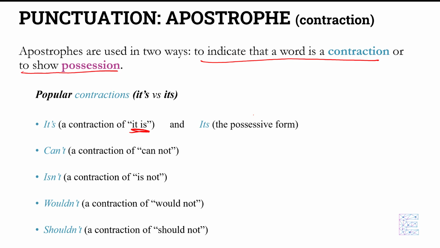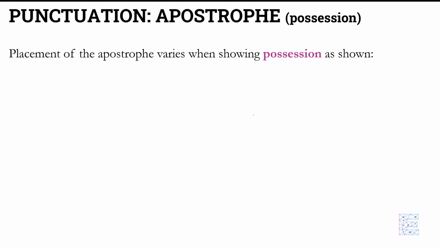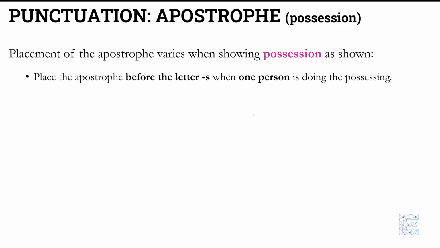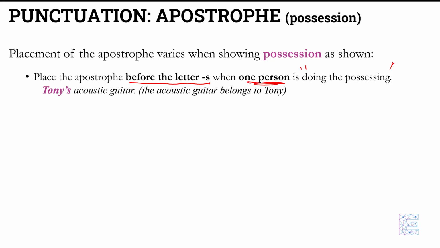So next, we will look at the possessive apostrophe. The placement of the apostrophe varies when showing possession as follows. You should place the apostrophe before the letter S when one person is doing the possessing. For instance, if you have a guy whose name is Tony and Tony owns an acoustic guitar, you want to give Tony ownership of it, so you're going to add an apostrophe S: Tony's acoustic guitar.